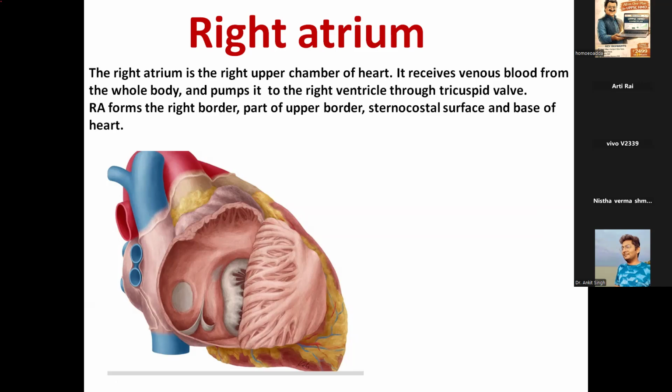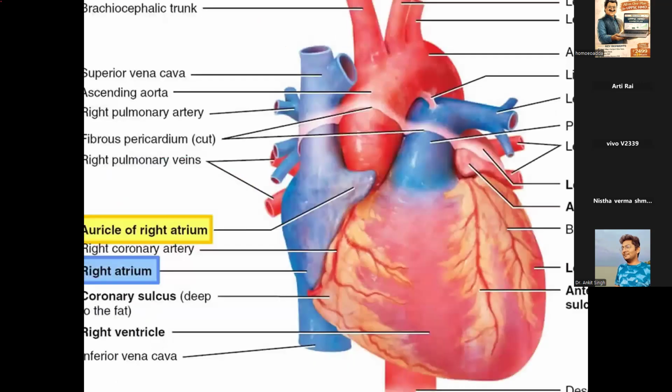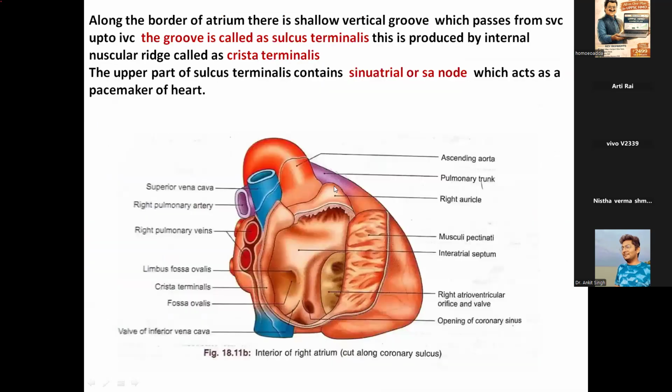Right? It receives the deoxygenated blood via the superior and inferior vena cava, and finally it pushes the blood into the right ventricle via the tricuspid valve. Okay, so you can see this is the right atrium, the upper right chamber. Now, what is very important to understand over here, along the border of the atrium, there is a shallow groove which passes from the superior vena cava up to the inferior vena cava, called the sulcus terminalis.